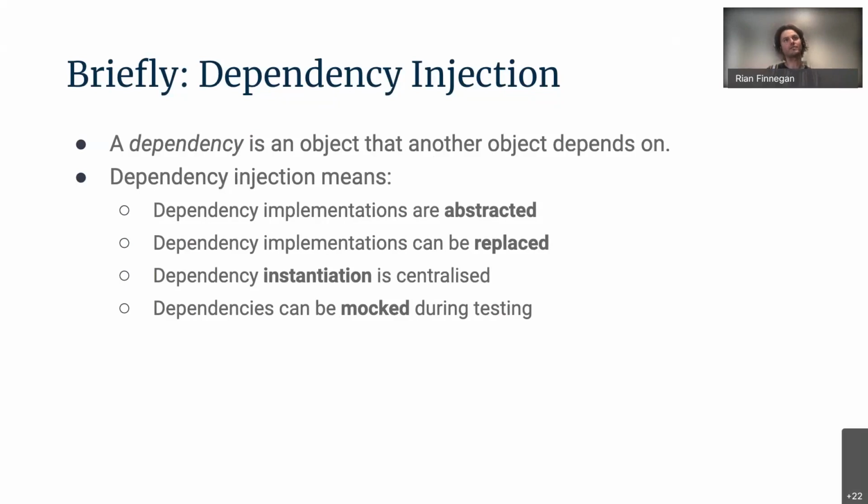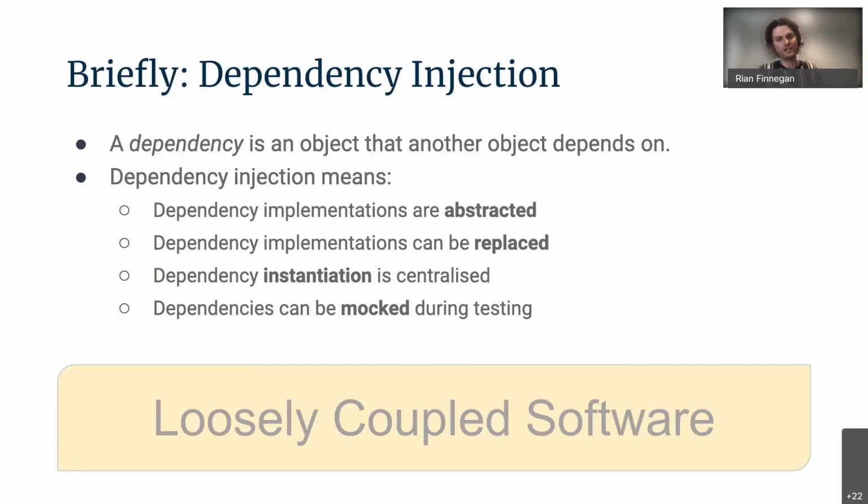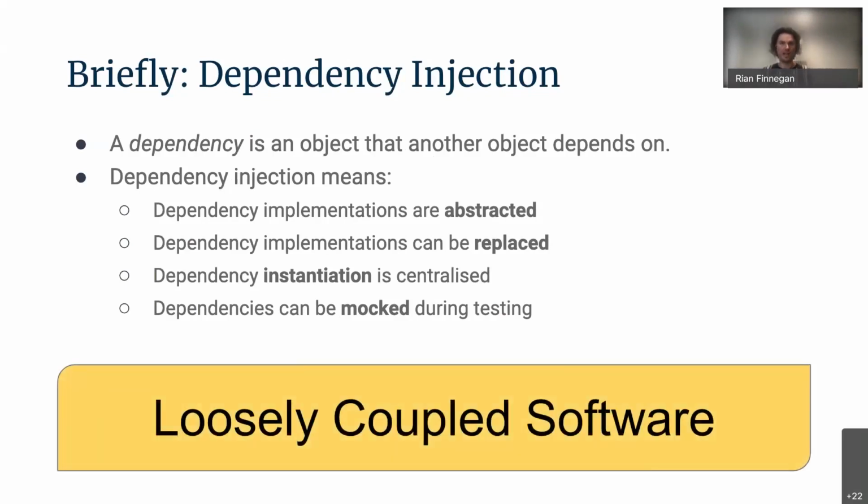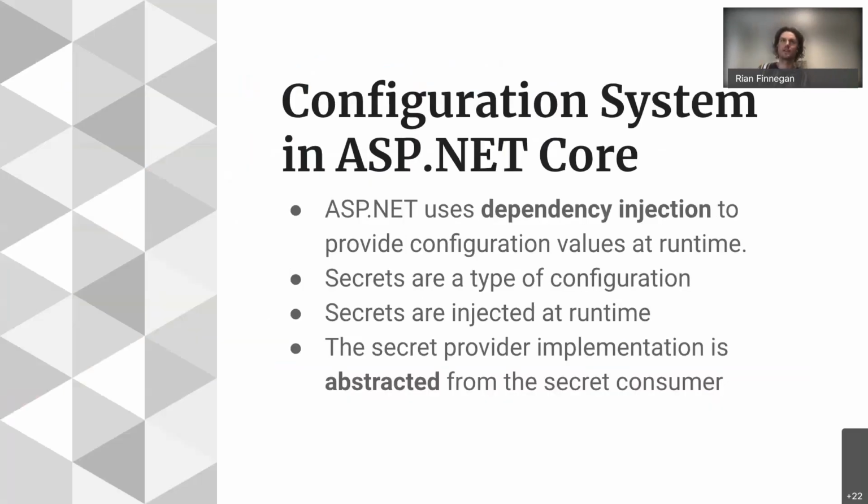And the last really useful thing that dependency injection means is that we can mock some dependencies during testing. And the ultimate result of all this is that you get loosely coupled software. And in this instance, what we care about when we're talking about infrastructure and secrets is we want to loosely couple our software from where the secrets come from. So the way you do that if you're using ASP.NET is you use the configuration system. What that does is it injects your configurations, including your secrets, at runtime, and the secret provider is abstracted from the consumer.